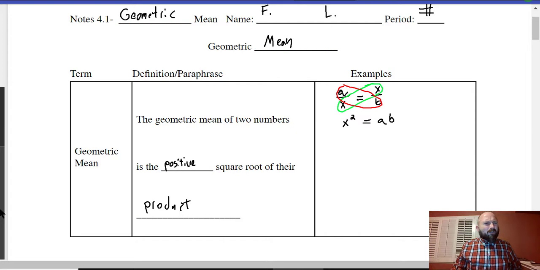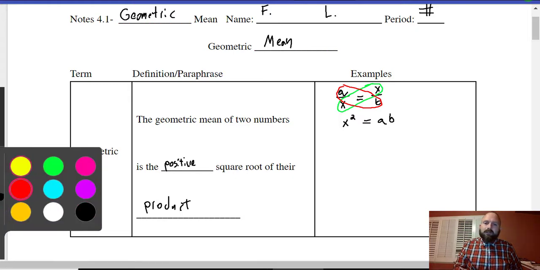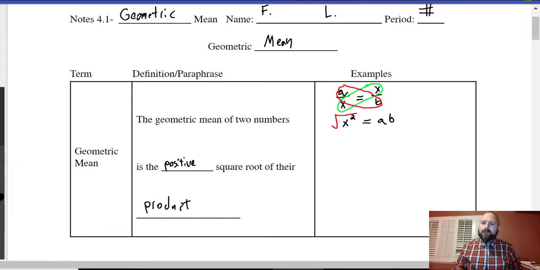But we don't want to solve for x squared, we want to solve for x. So if we find the square root, then x will equal the square root of a b. But we're going to just make it positive. No negatives, all right? So keep it positive. Be happy. Let's continue.